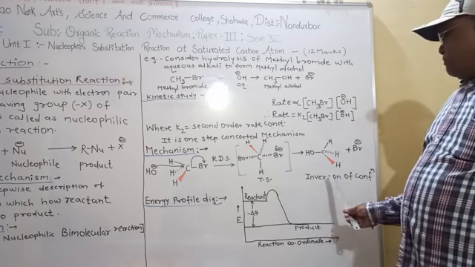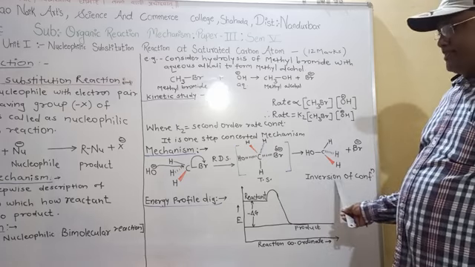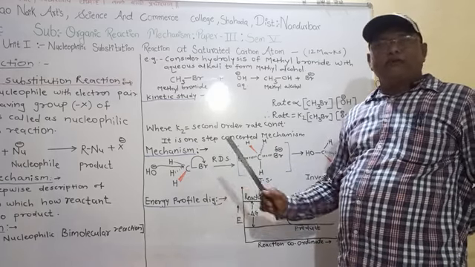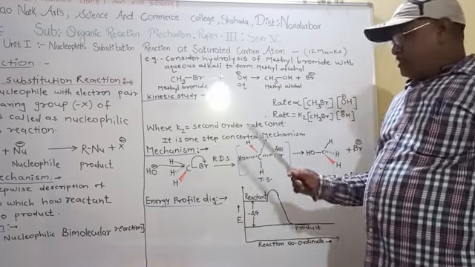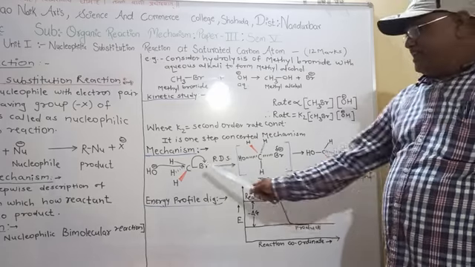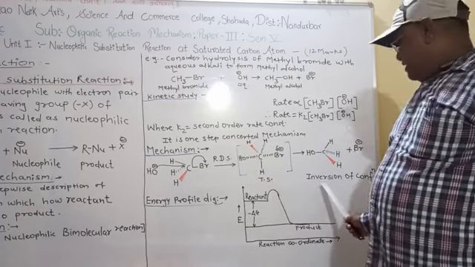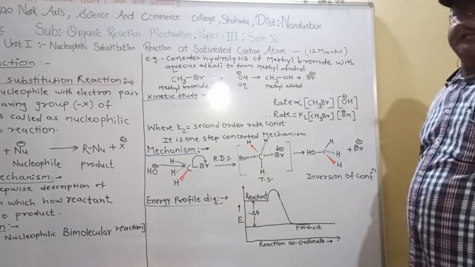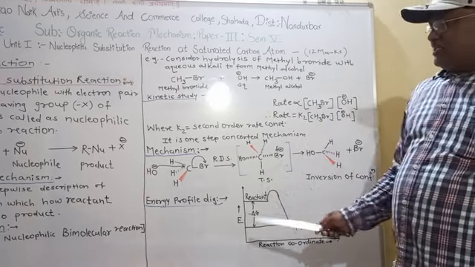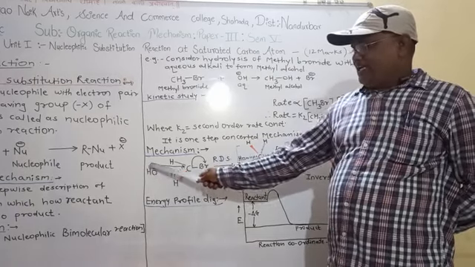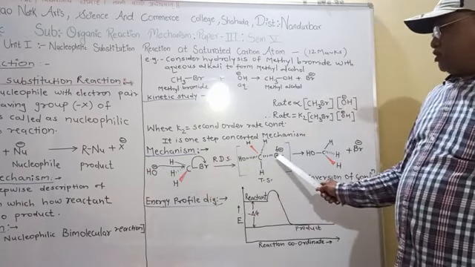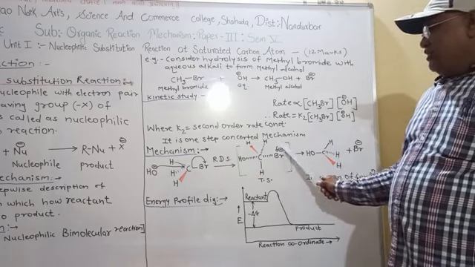Now the configuration of methyl alcohol is completely opposite to the configuration of reactant, that is methyl bromide. And therefore this configuration is completely opposite to the reactant, so it is called as inversion of configuration. In this mechanism, the negative charge of entering group, that is nucleophile, will transfer to the leaving group.